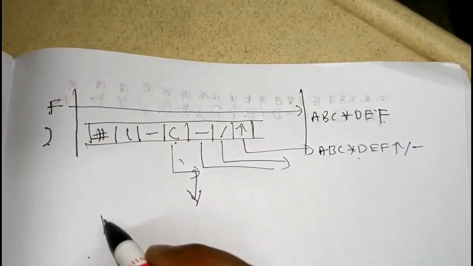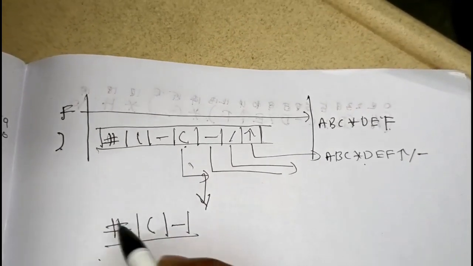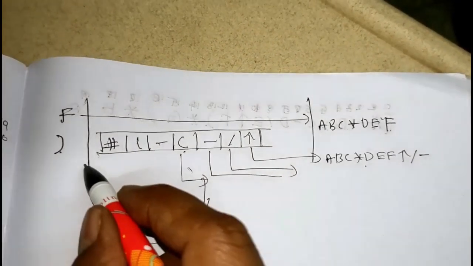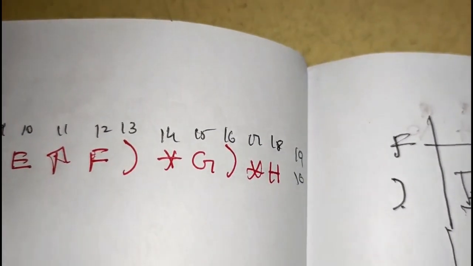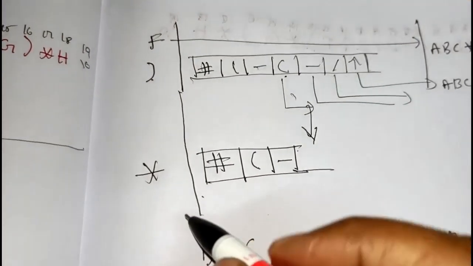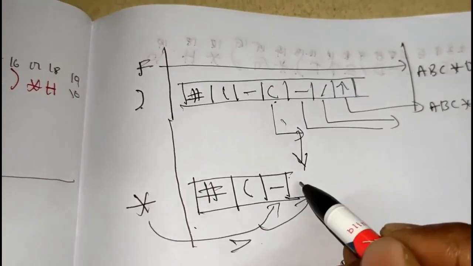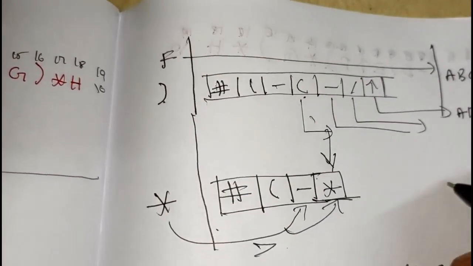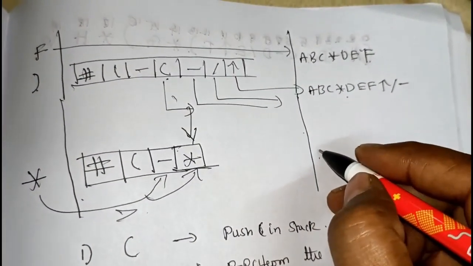So now what is the current location? Hash, open parenthesis, minus, that's all. Correct? Now what is the symbol left out? That is star. So again star will be compared with top of the stack. Definitely it is greater, so you are going to push it into the stack. Now G, next encountered is G. G means directly you are going to push into the stack.